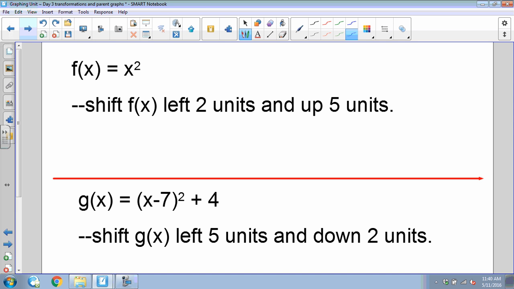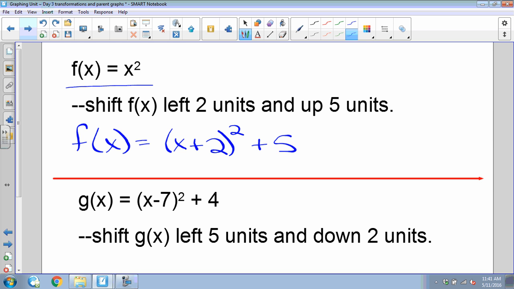But here's our function. F of x equals x squared. We have to write a new function with it shifted left 2 units and up 5. If I have to shift it left 2 units, x plus 2. That means it got shifted left 2 units, right? And up 5, plus 5.